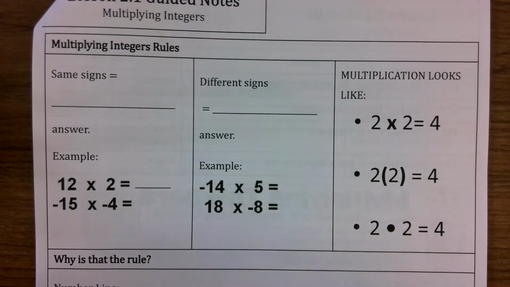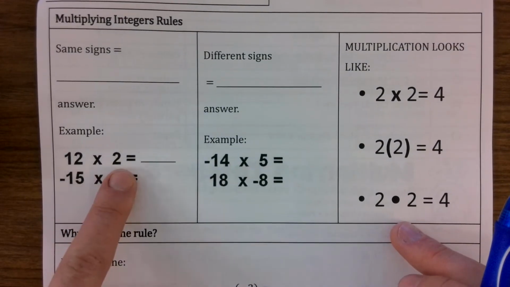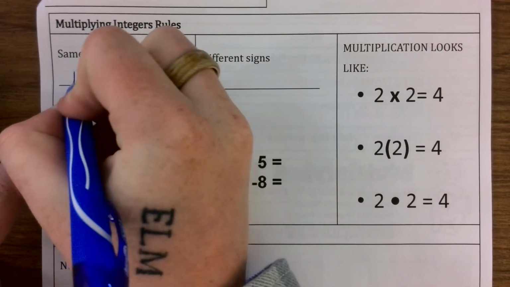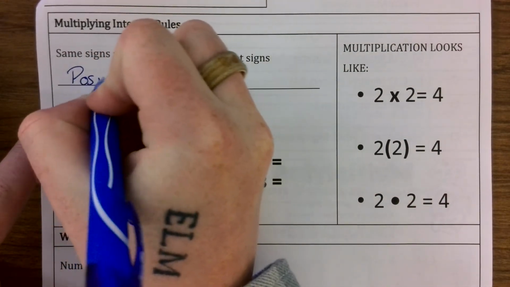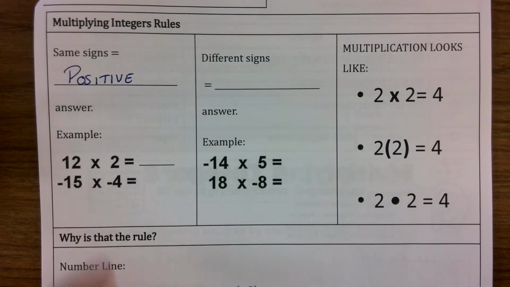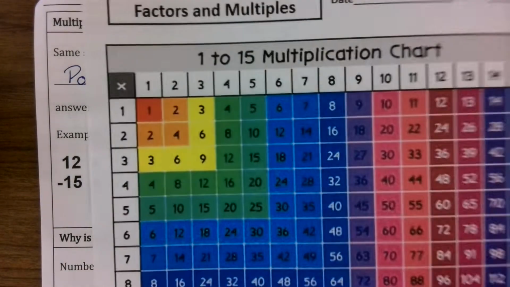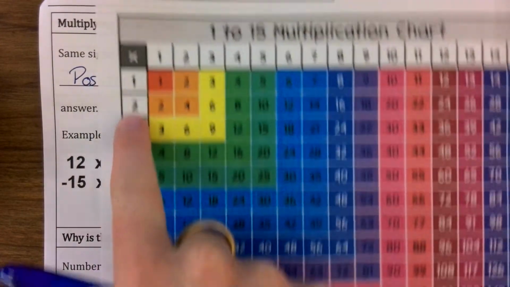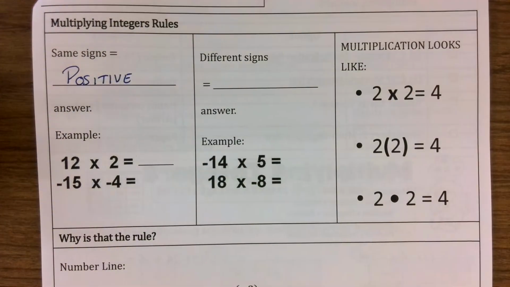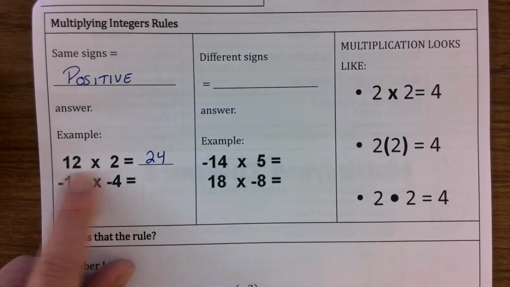All right, when we are multiplying integers, if we have the same sign, as in both numbers are positive or both numbers are negative, we're going to have a positive answer. So for example, if we have 12 times 2, and I'm not going to pull my multiplication chart every time, but here is 12, 1, 2, we have 24. And it's going to be positive because we have the same sign, positive, positive.